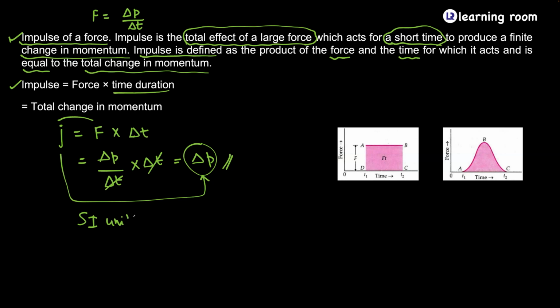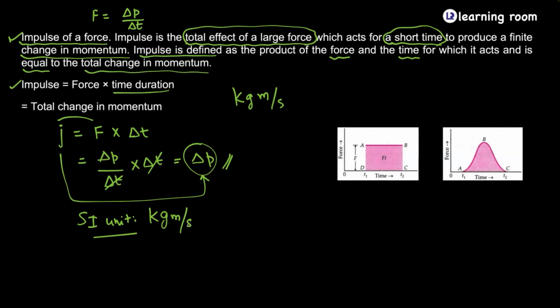What should be the SI unit of impulse? It is going to be whatever momentum takes. So momentum is measured in kilogram meter per second, because momentum is mass into velocity. So the SI unit can be kilogram meter per second.